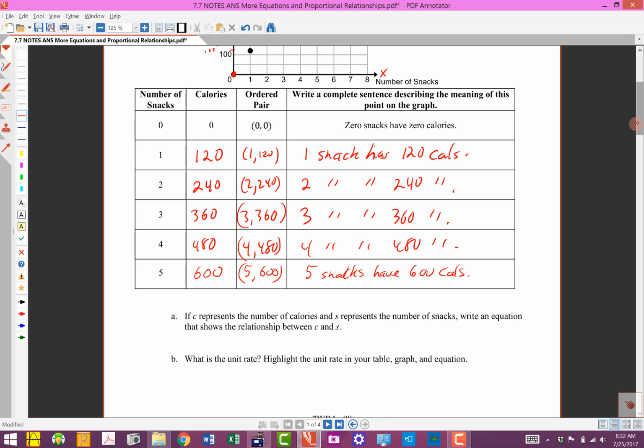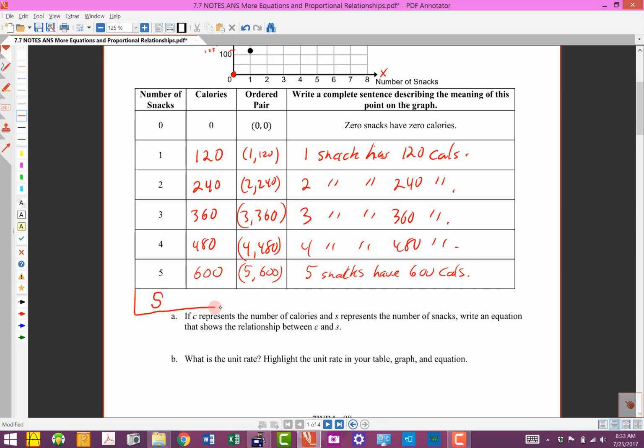Now, this next question is kind of interesting. It says, if C represents the number of calories and S represents the number of snacks, write an equation that shows the relationship between C and S, the calories and the number of snacks. Okay, so let's stop and think about this. In fact, on some of these problems, it will say things like this. Okay, so S is snacks, C is calories. What it will do is actually give you a variable right here.